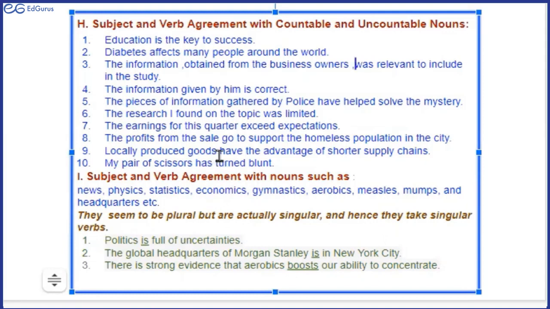The profits from the sale go to support the homeless population in the city. The profits is the subject. Go to support. So go is the plural verb. Locally produced goods have the advantage of shorter supply chains. Locally produced goods is the subject, and have is the plural verb because goods are countable.